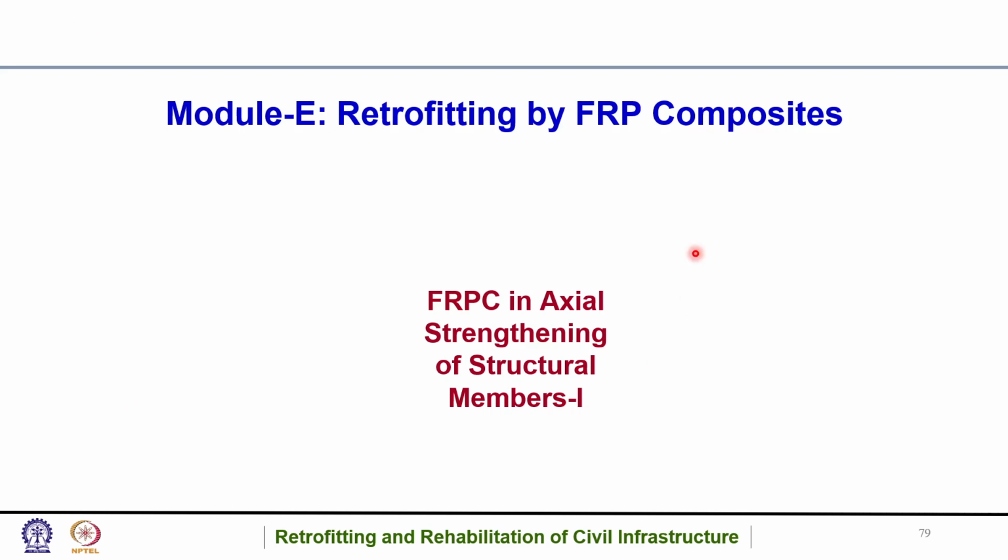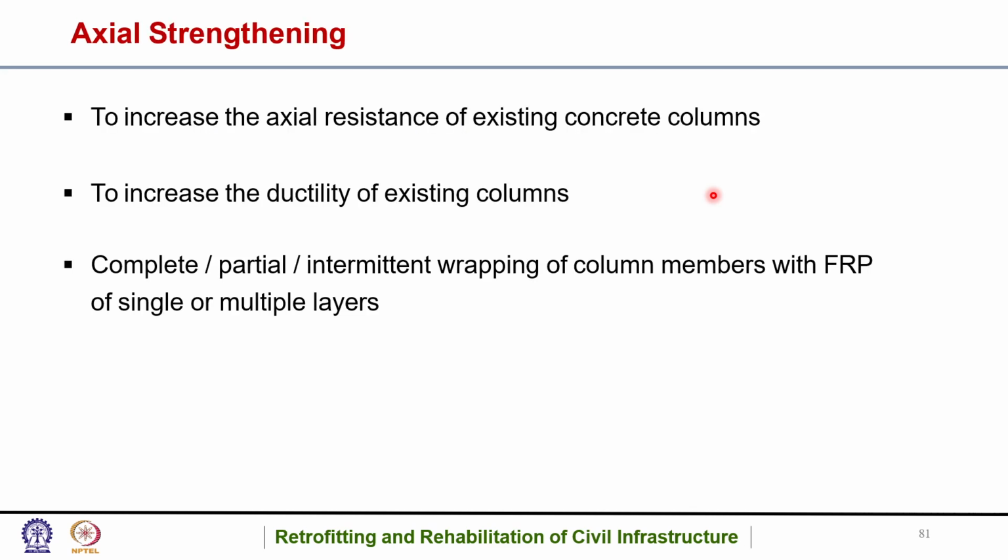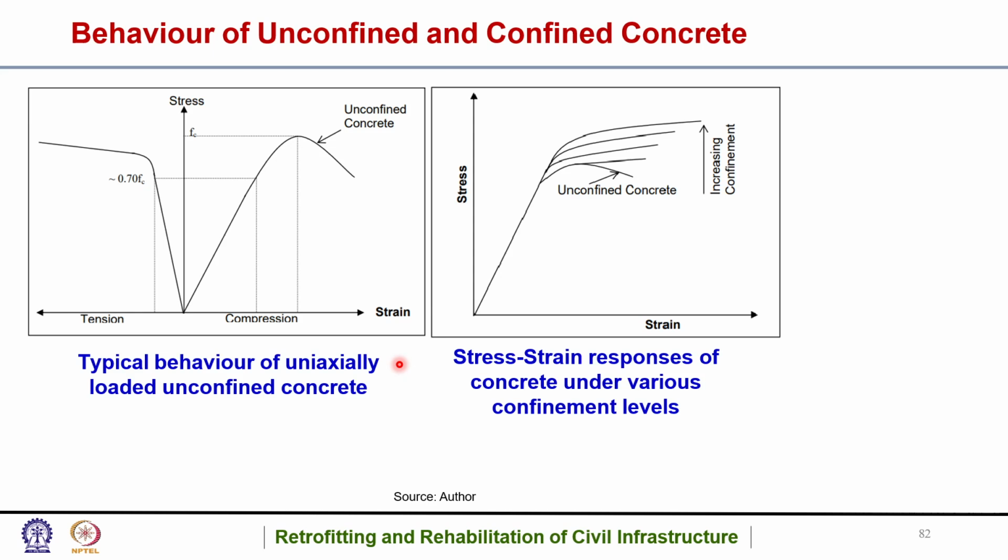So now let us go to the next lecture, which is FRPC in axial strengthening of structural members, the first part A. Here we will be covering axial strengthening of structural members. Axial strengthening is required to increase the axial resistance of existing concrete columns, and to increase the ductility of existing columns, by complete, partial or intermittent wrapping of column members with FRP of single or multiple layers.